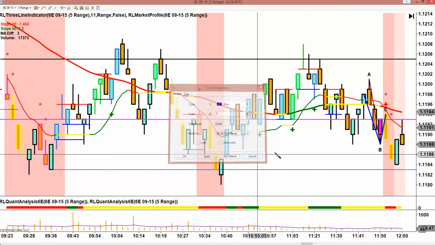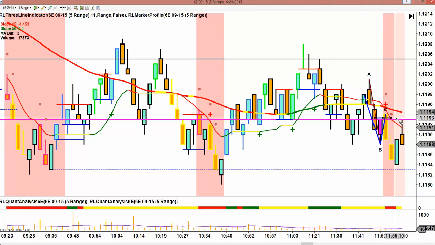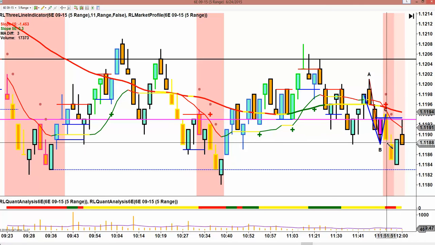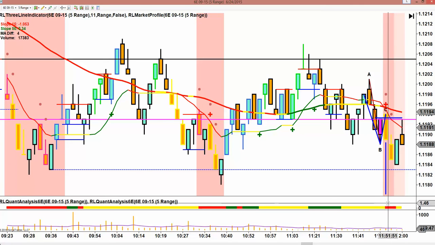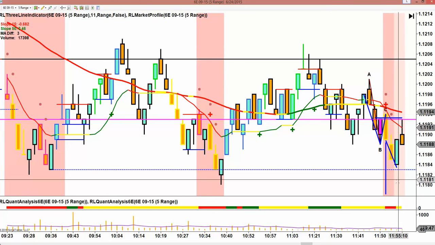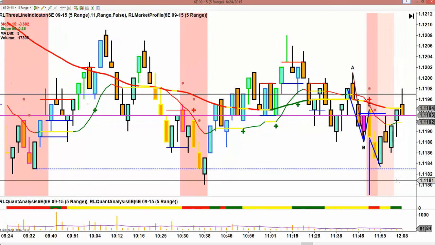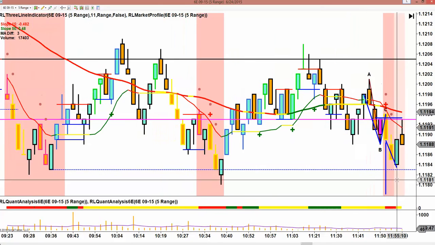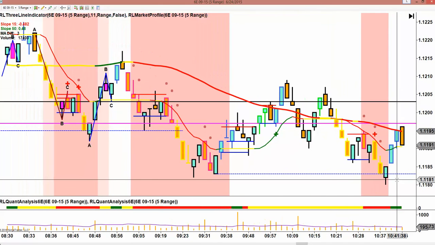You definitely have a break of the value area low here. Your quant line here is going to be red in real time. Remember, you got to move it to the left. And it's not a big trade, but it's a winner. Let's see how this one looks.